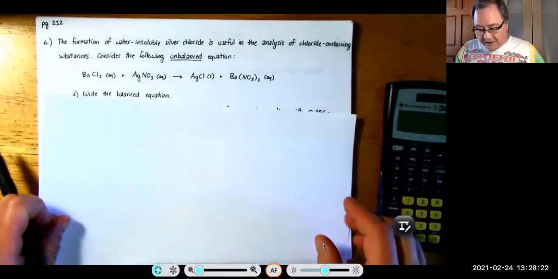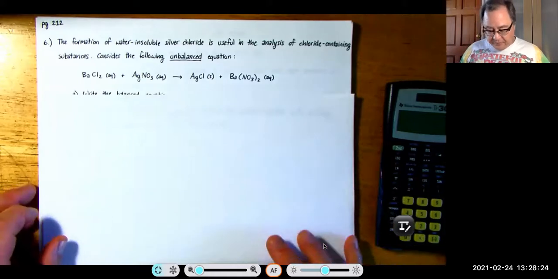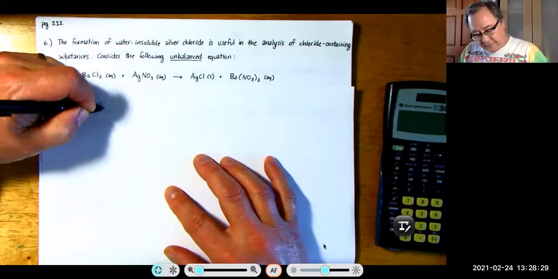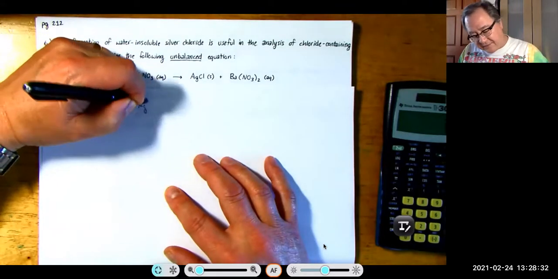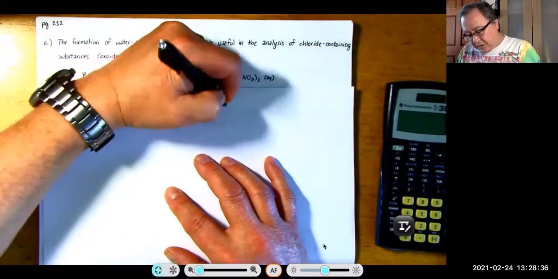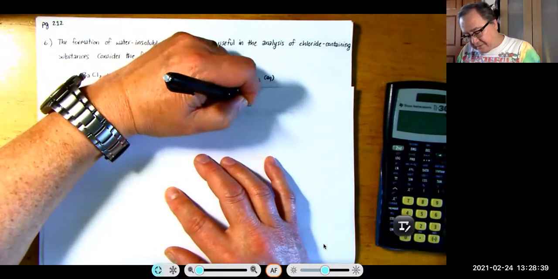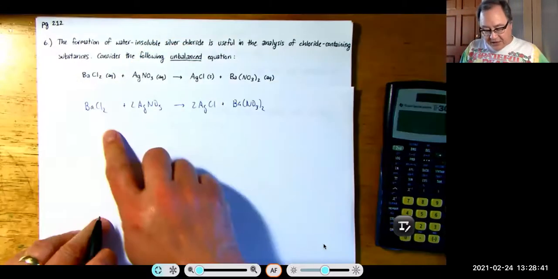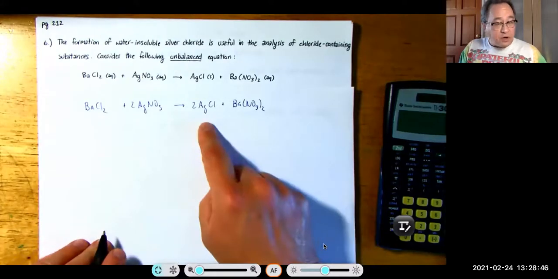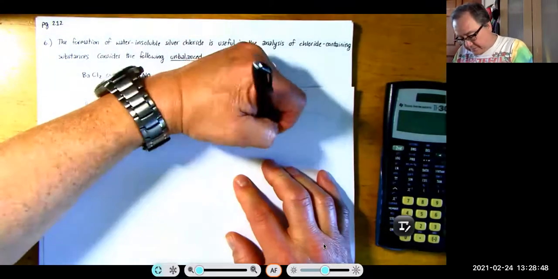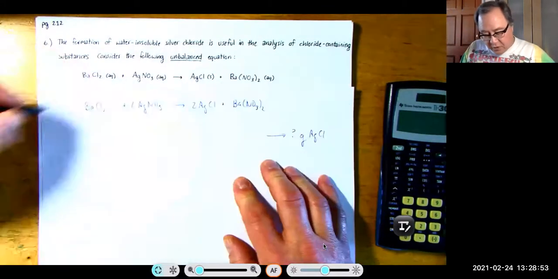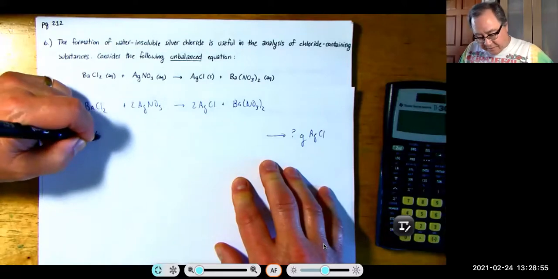So remember, for our balanced reaction, we have barium chloride, 2 silver nitrate, 2 silver chloride, and 1 barium nitrate. So there's our balanced reaction. And the question mark is, how many grams of silver chloride this time? Starting with 0.156 grams of barium chloride.